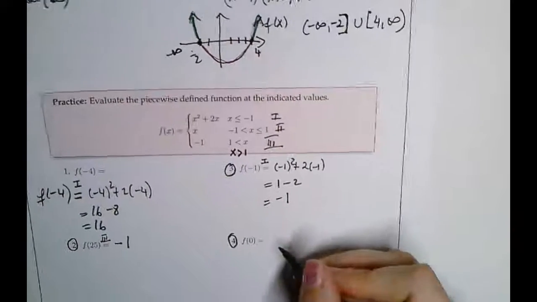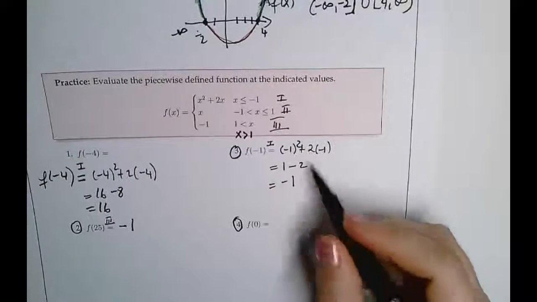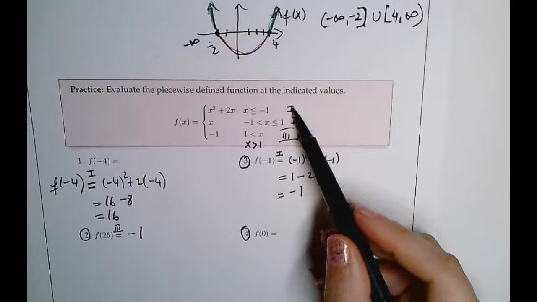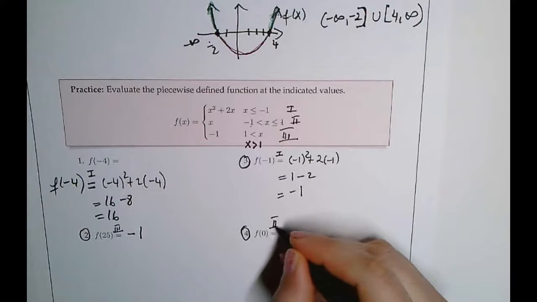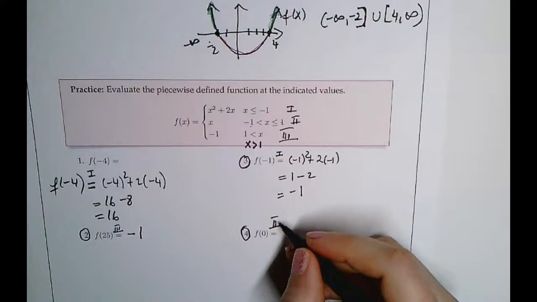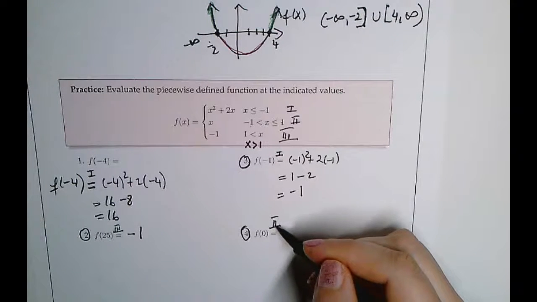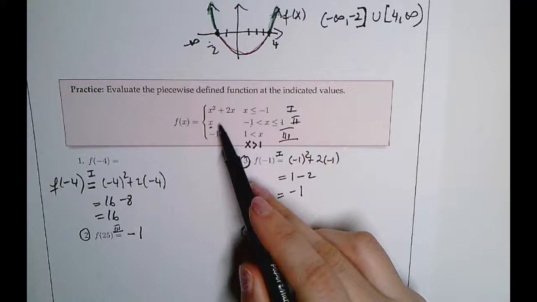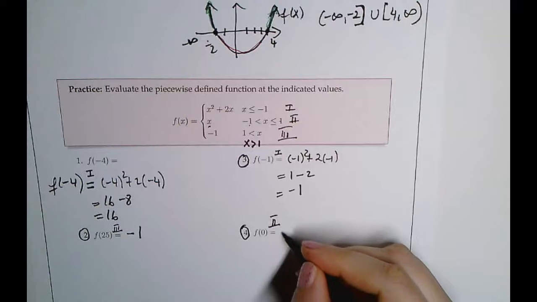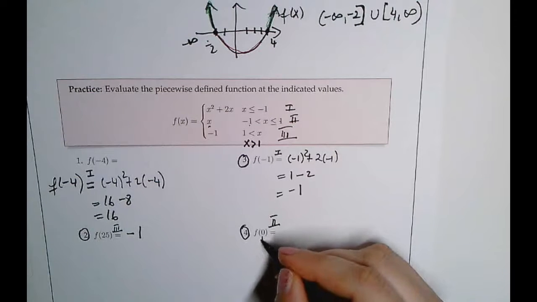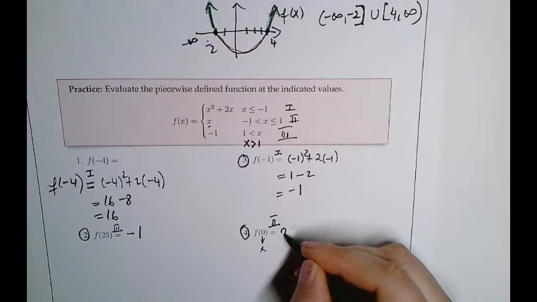And lastly, what is f at 0? Well, 0 falls under what piece? 0 is between -1 and 1. So this is going to tell me to use rule 2. So rule 2 says that the function is just x. So since I'm trying to find f of 0, this is my x, so it's going to be just x, which is just 0.